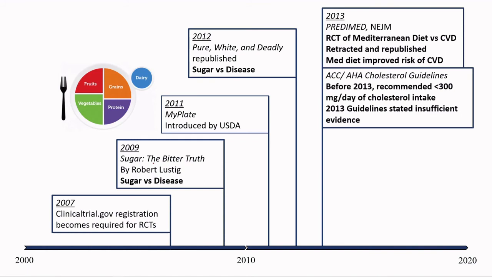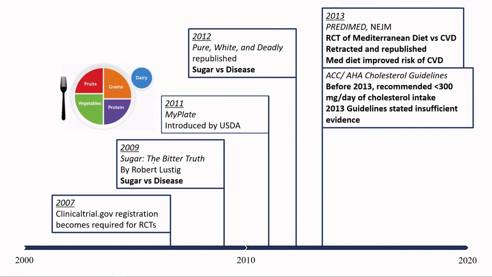In 2013, we have one of the first large randomized controlled trials using dietary intervention to change the risk of heart disease. Unfortunately, Predimed was retracted and then republished due to concerns of improper randomization. The conclusion of this article is that the Mediterranean diet improves the risk of cardiovascular disease. However, it has never really fully overcome the fact that it was retracted.